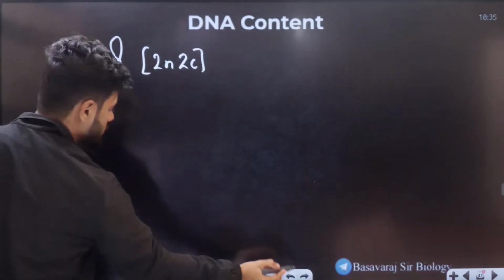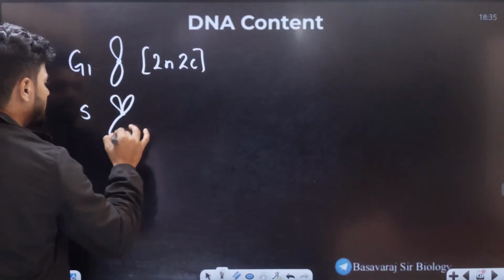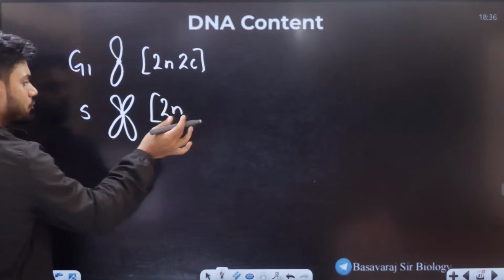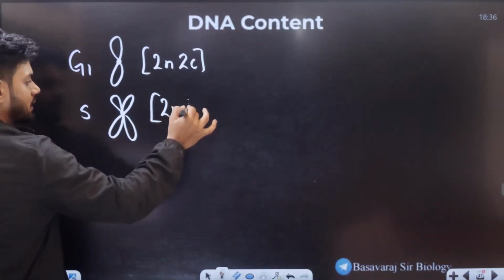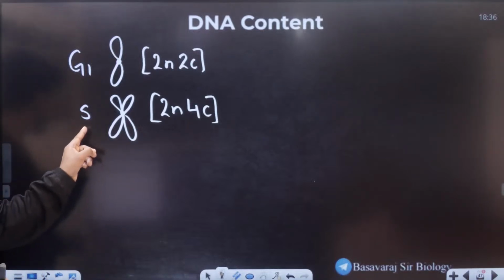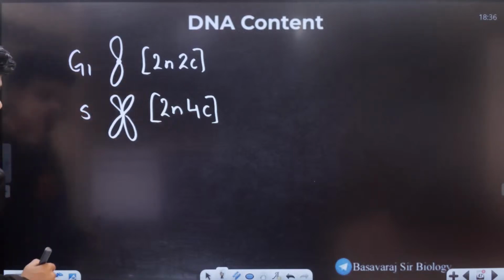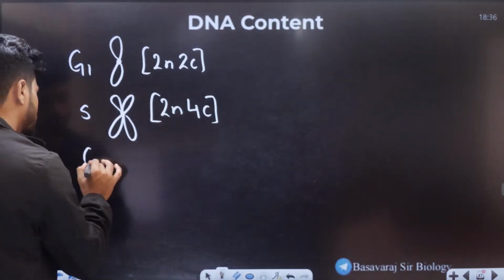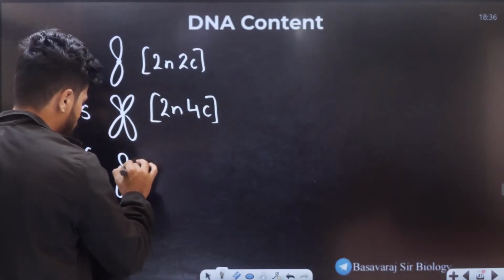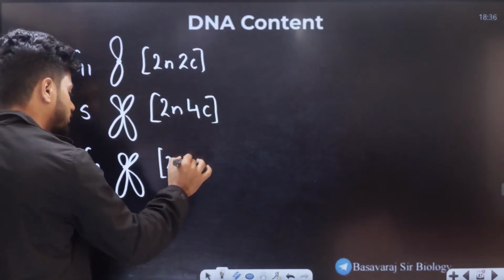Now, what happened in the case of S? Was there a change in DNA content? Yes, sir. The DNA content doubled in S. The number of chromosomes remains the same, but DNA content became 4C. So in S phase, it was 2n 4C. Now what about G2? Will there be any change? Absolutely not. There is no change in G2. It remains 2n 4C.